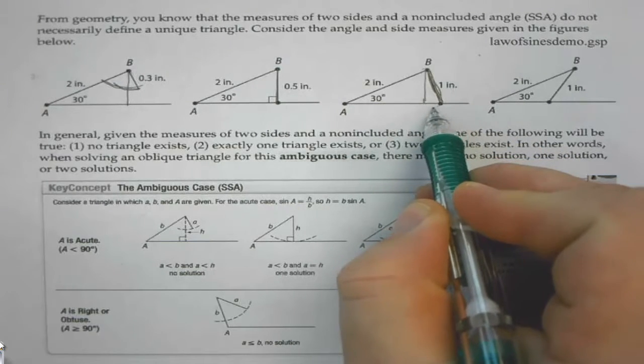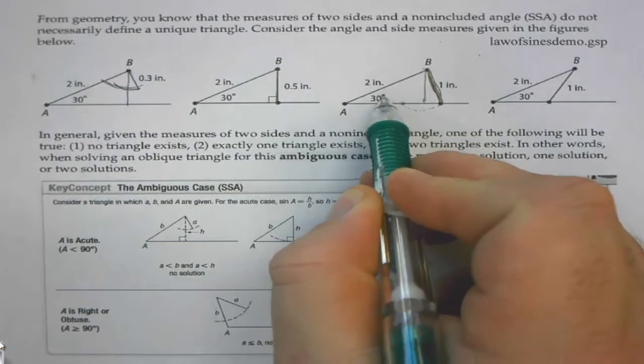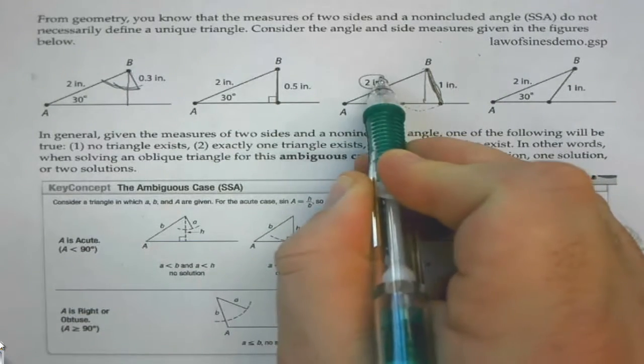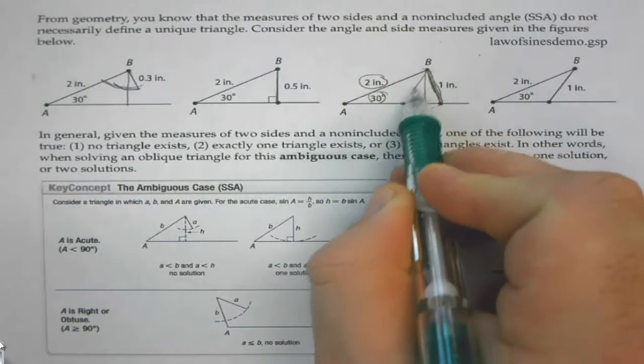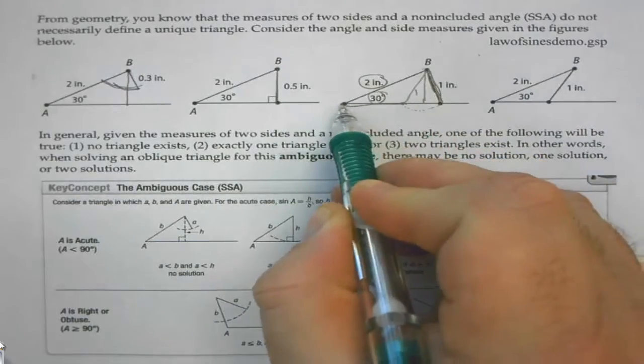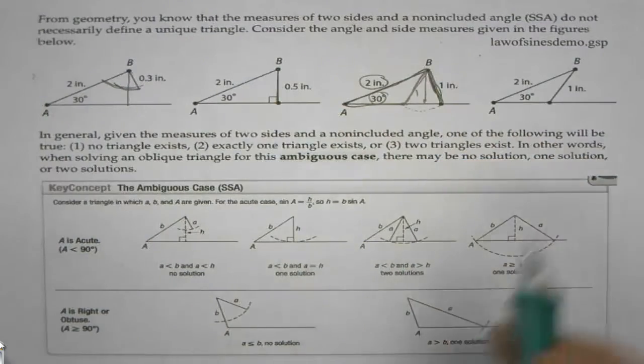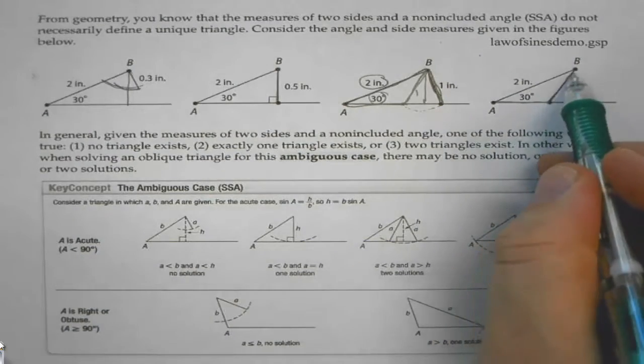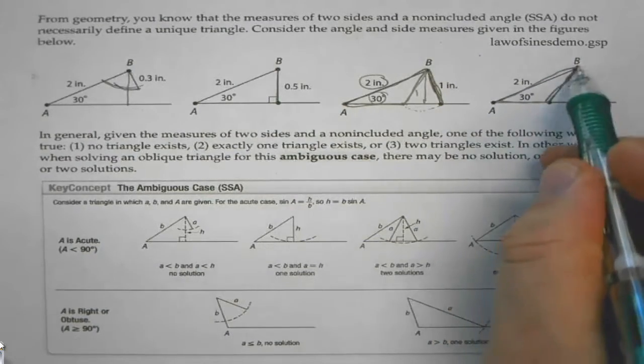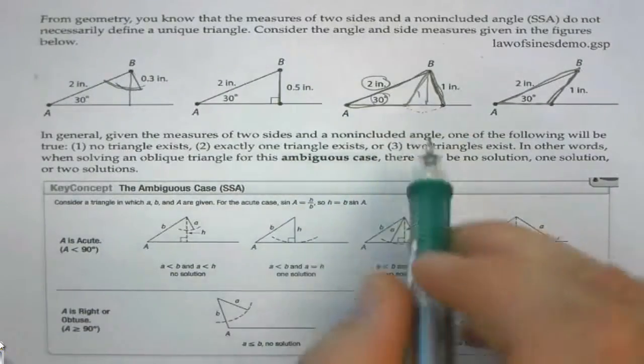But we could also swing this end around. We'd still have a 30-degree angle, we'd still have a 2-inch side, and we would still have a 1-inch side, and we'd have another triangle that fits the criteria that's given. So this is actually the other triangle. So we could have two triangles with this scenario right here.